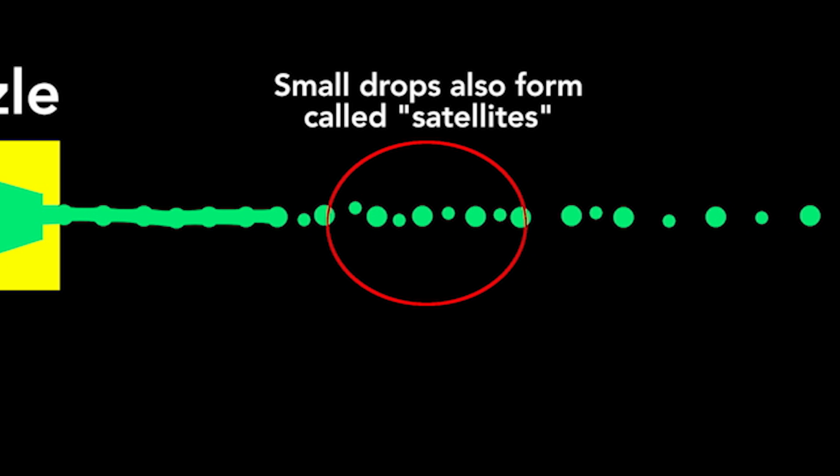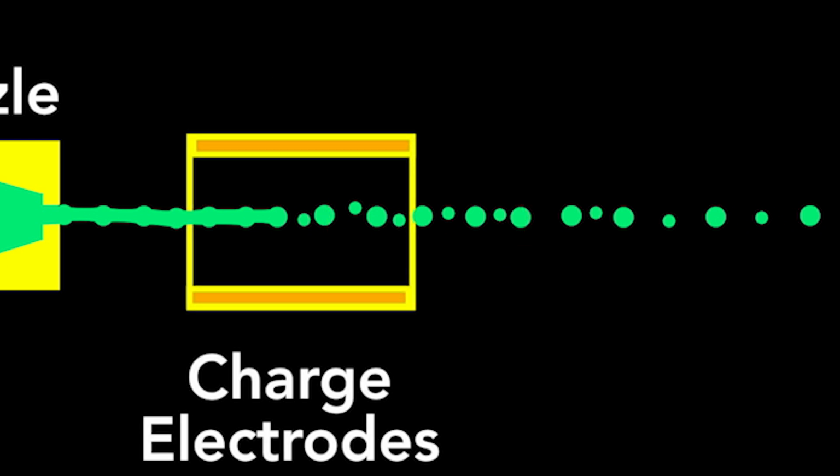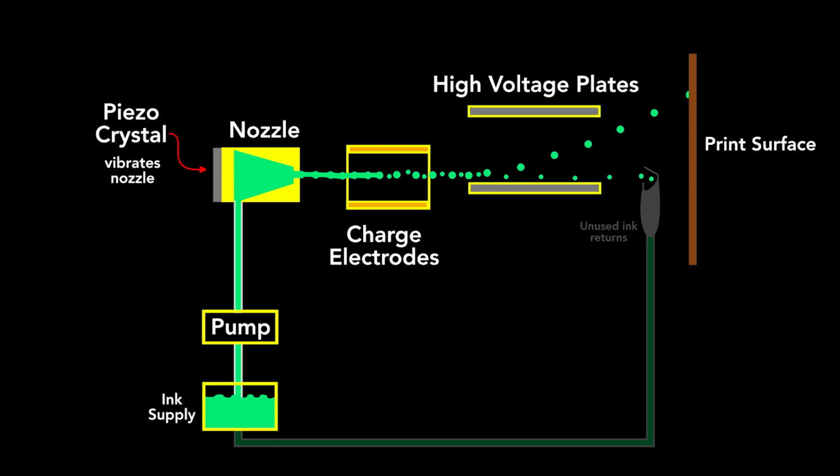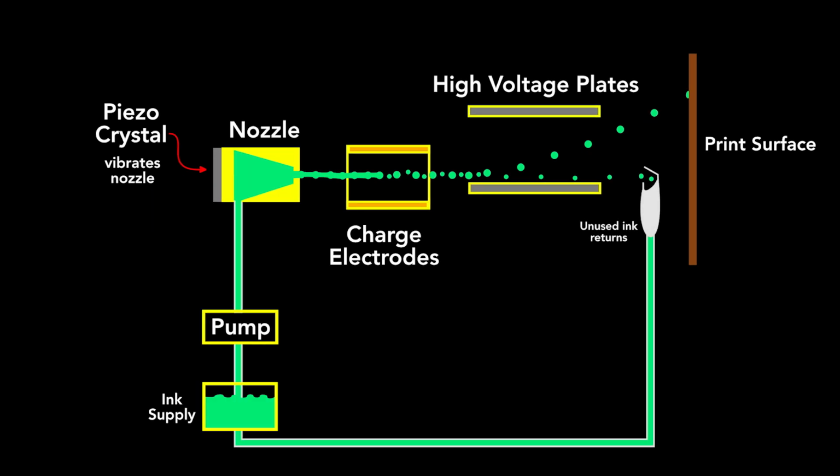To select the right size droplets, the droplets are charged by electrodes and pass through high voltage plates. The larger droplets are more highly charged, so they deflect more than the smaller droplets. These satellites are collected and recycled into the ink supply. The droplets stop and start as needed. And to create the letters, some printers move the nozzle, others change the voltage to redirect the stream, and some printers have multiple nozzles.